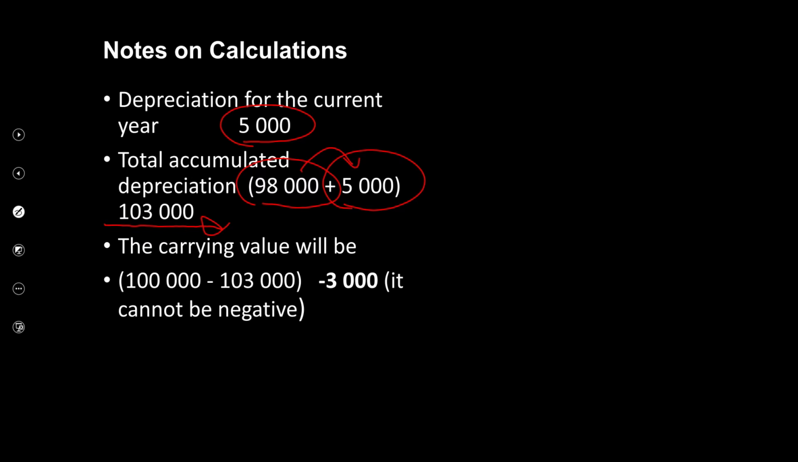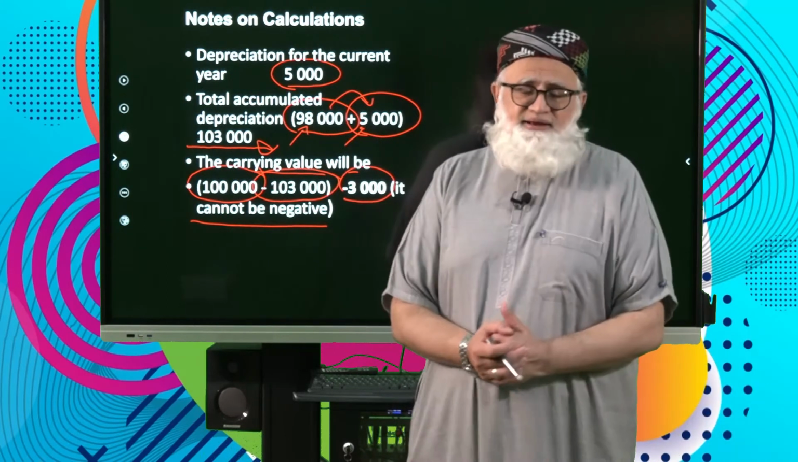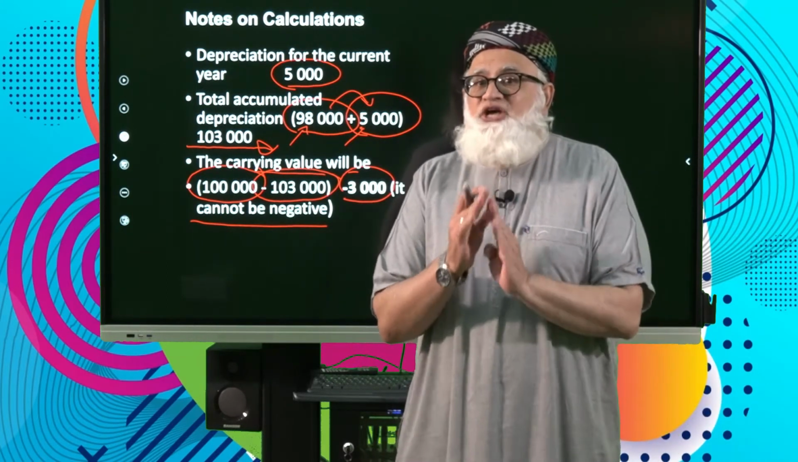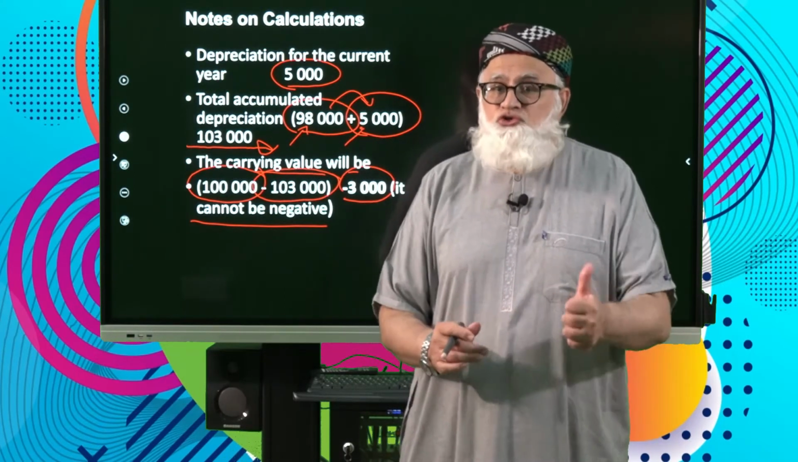Now look at this year. The carrying value will now be, the cost price is 100,000, doesn't change, minus your accumulated of 103,000. You know where that came from? It was your accumulated at the beginning of the year, plus the current year's depreciation. Well, you can clearly see that you got 100,000 minus 103,000. It's a minus 3,000. It cannot be a negative. You cannot say the asset is worth minus 3,000 rand. All right. Now, generally, this happens with an asset that is old. It has reached the end of its useful life.